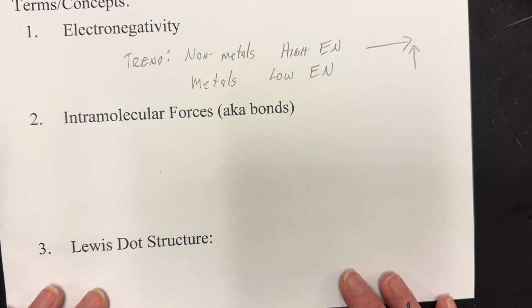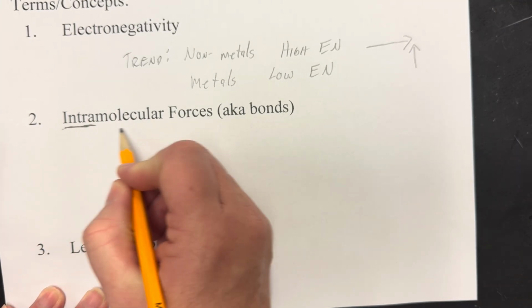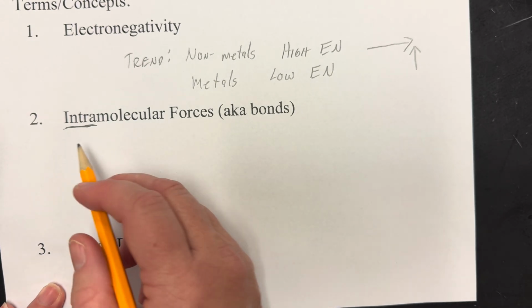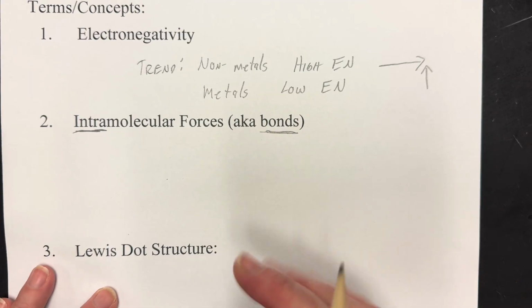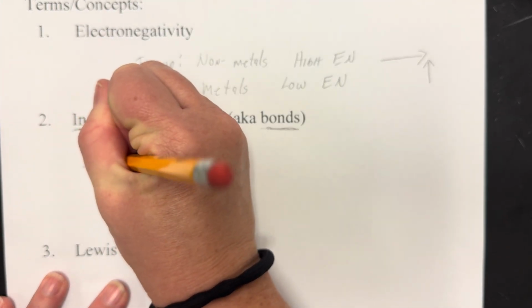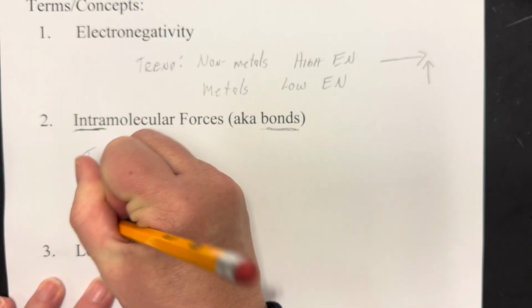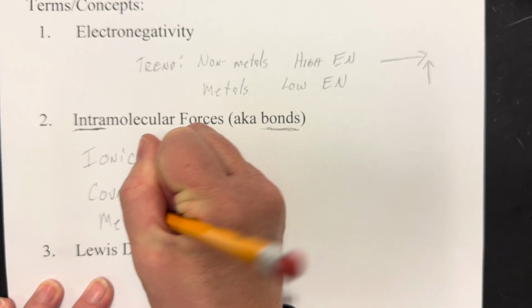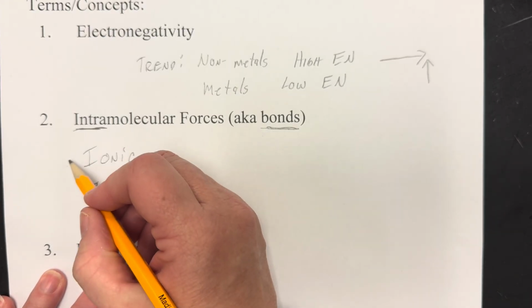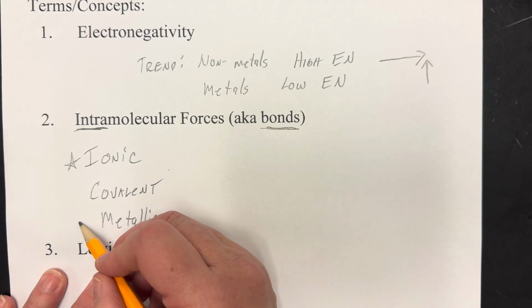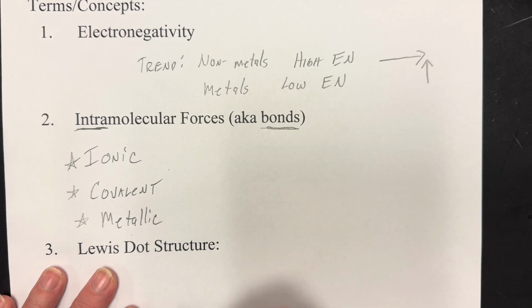Now, when you see the term intra, that means within. So intramolecular forces are the forces within a molecule. We call these bonds, and you should be familiar with three types. We have ionic bonds, covalent bonds, and then finally metallic bonds. We spent a lot of time talking about properties of ionic. You should know general properties of metals and general properties of covalent.